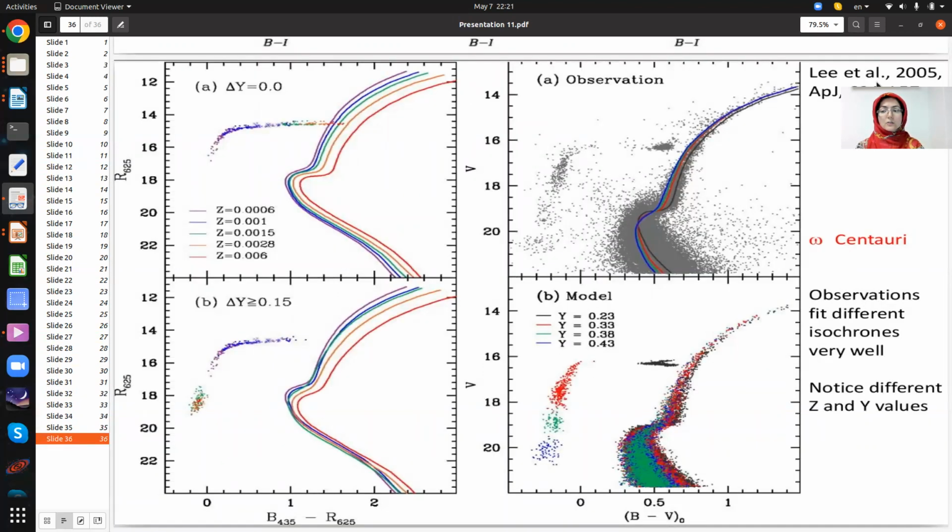And also here you see the Omega Centauri observations that fit different isochrones very well. As you see, notice different Z and hydrogen values. You see we have different kinds of hydrogen and helium. Still, scientists do not know why. And there are different kinds of helium in the globular clusters, as you see here.